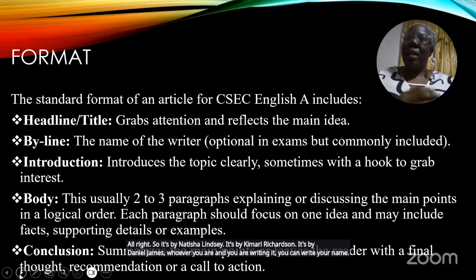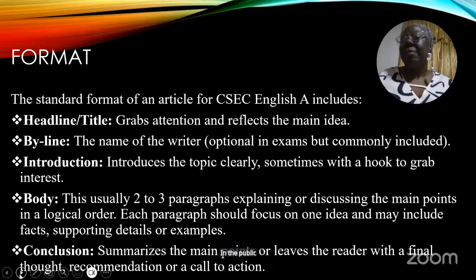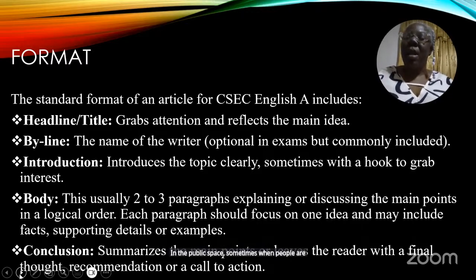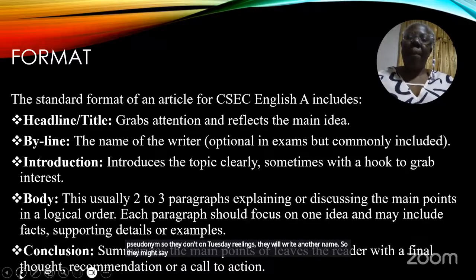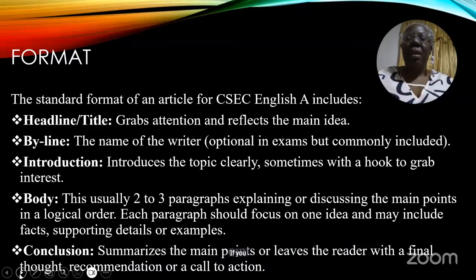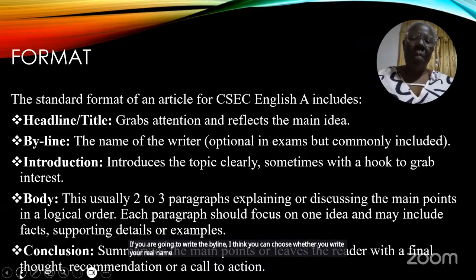In the public space, sometimes when people are writing articles, they use pseudonyms. So they don't use their real names. They will write another name. So they might say, oh, the heading that they say by John Brown. That's a made up name. But for your exam purpose, if you are going to write the byline, I think you can choose whether you write your real name or the makeup name.